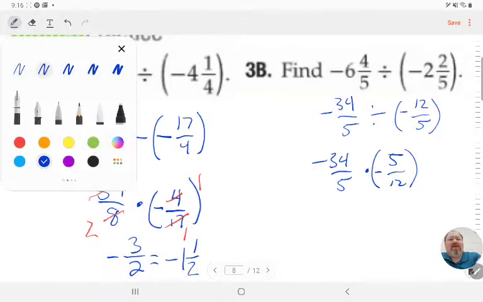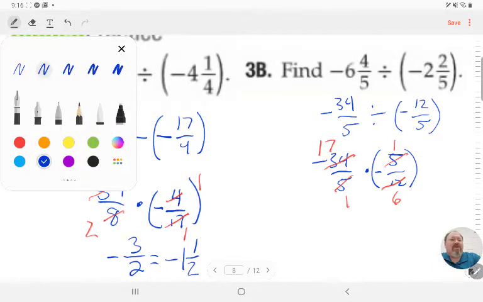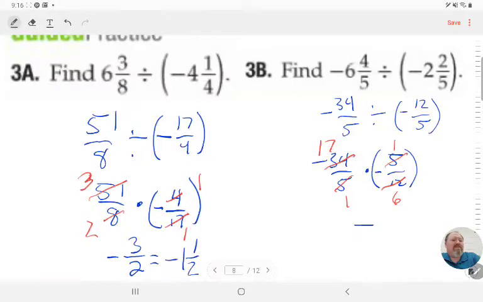Then we can take a look, and is there anything that we can simplify down? And there is. Let's see, what can we do? We could go 12 goes by 2s, so 2 goes into 12 6 times, and 2 goes into 34 17 times. 5 goes into 5 1 time and 1 time. So that's going to give me 17 over 6, and because they're both negative, the answer is going to be positive. Then 6 goes into 17 2 times with a remainder of 5, so 2 and 5/6. Okay? All right.